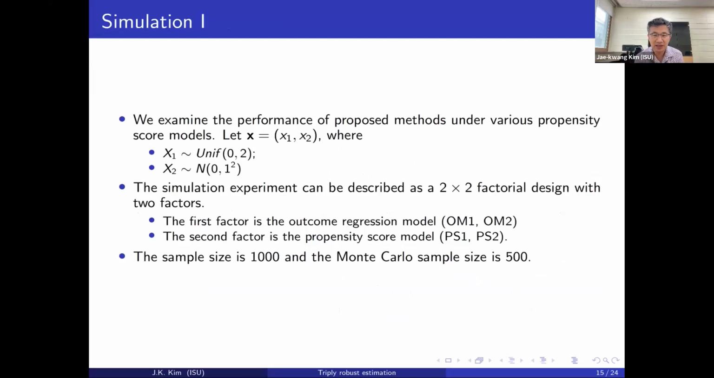For the simulation setup, in the paper I have several other more extensive results, but here I'm only presenting some toy type simulation setup results. Suppose I have two covariates, and this is a very typical doubly robust setup, when the outcome model is true and when the propensity score model is true. And I should add one more factor, whether there is an outlier or not.